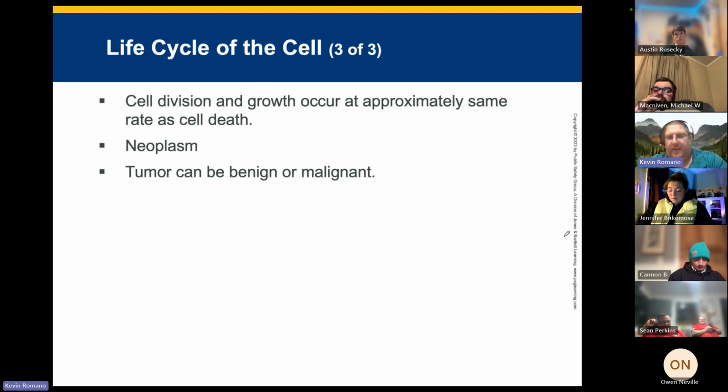All right, so I apologize. So the cell division and growth occur approximately at the same rate as cell death, right? That's why we're rejuvenating. Things are going around and around.